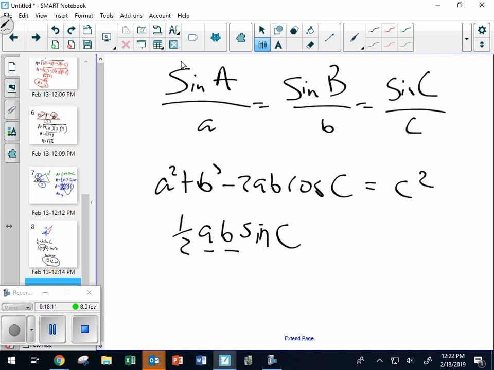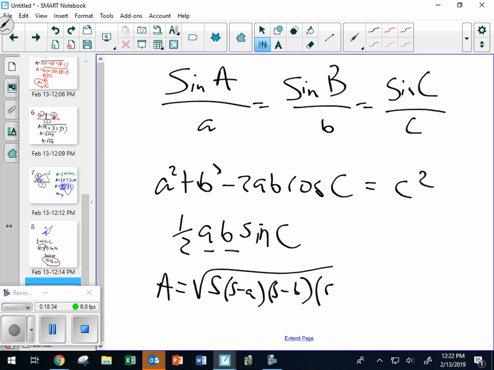Heron's is the name of it, or Hero's is an Americanized pronunciation of the guy's name, but it does spell like that. So area equals square root of row 3, person 3. That's you in the back. That's it. And what is S defined as again? Semi-perimeter is correct. All right.